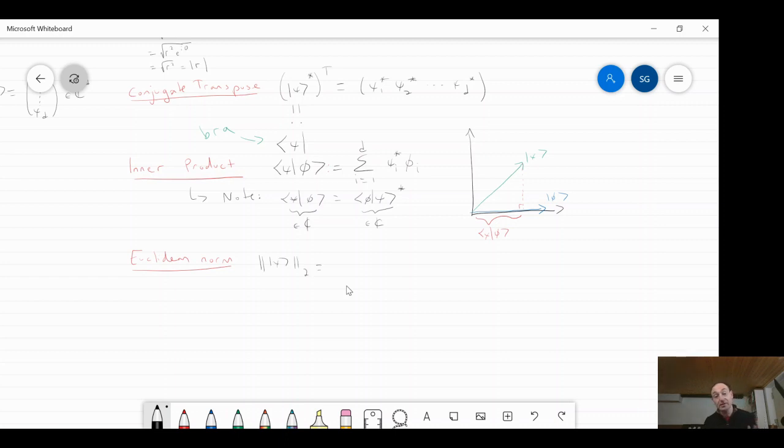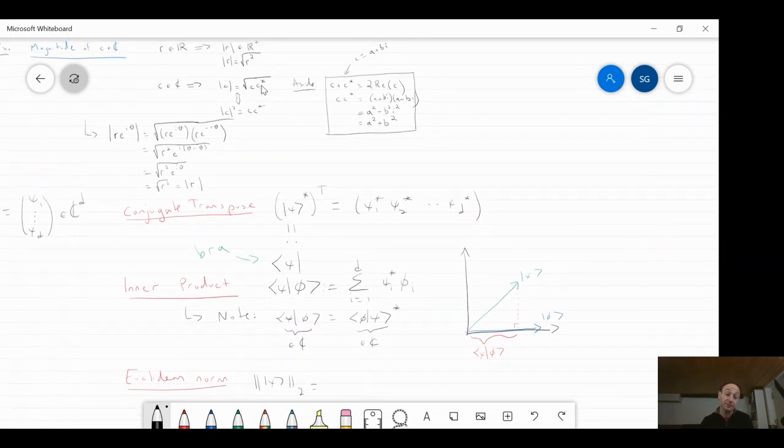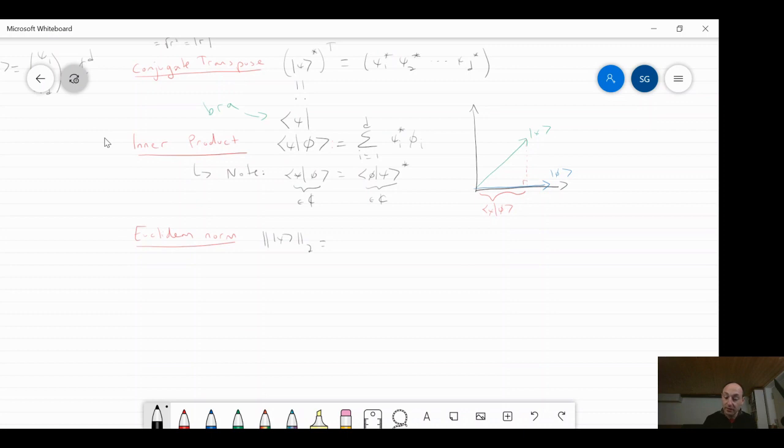And well, how do we figure out the length of this thing? Well, think about complex numbers. When we talked about the length of a complex number, what was the formula? We did c c star. We took the number, its complex conjugate, and then we took a square root. You can do the exact same thing with a vector. So you take the vector psi, you take its complex conjugate, which for a vector, remember, meant its conjugate transpose, so the bra vector.